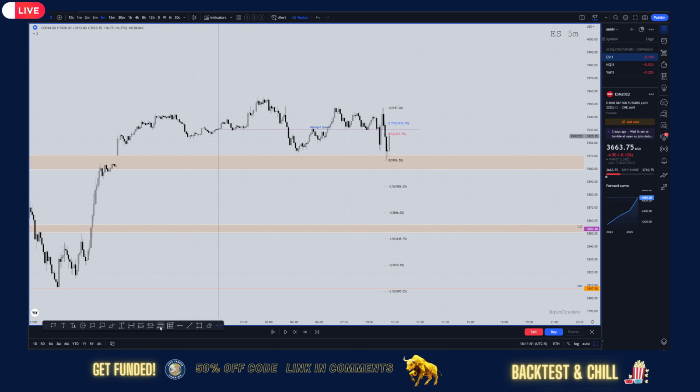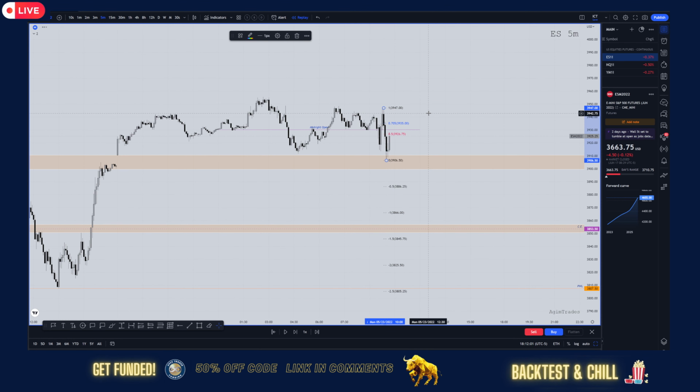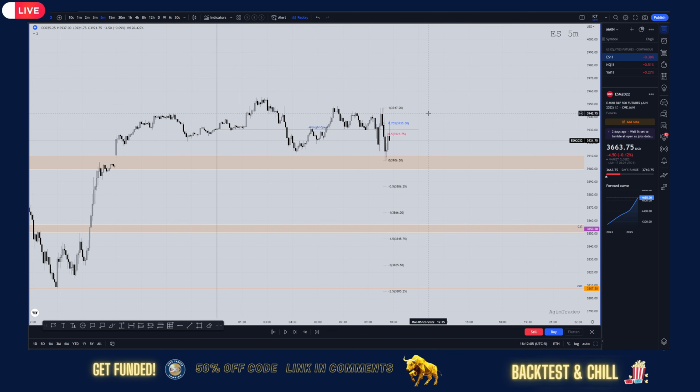And we want to see the price, I believe, come up a little bit more. So let's look at the 1 minute. What does the 1 minute structure look like? You know what? I'm good. I think those relative equal highs are going to be attacked. Let's see. That's nice.